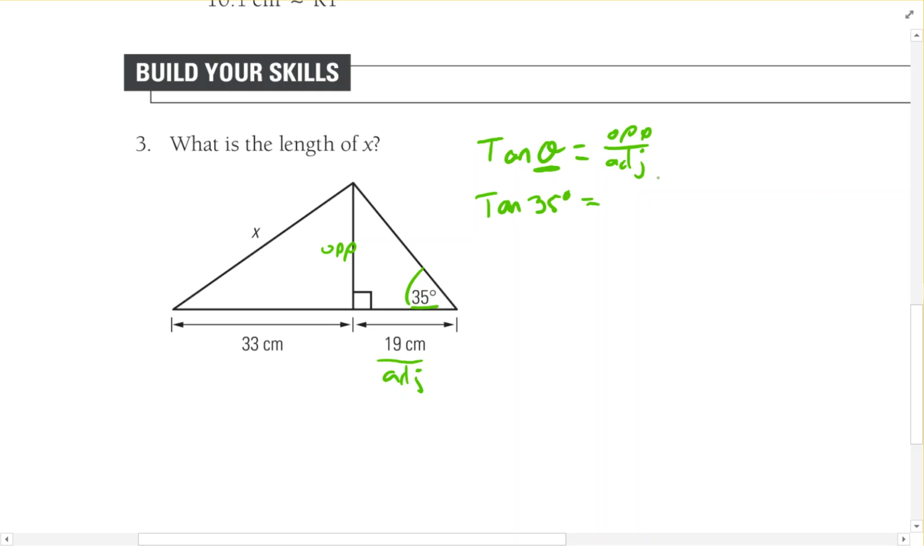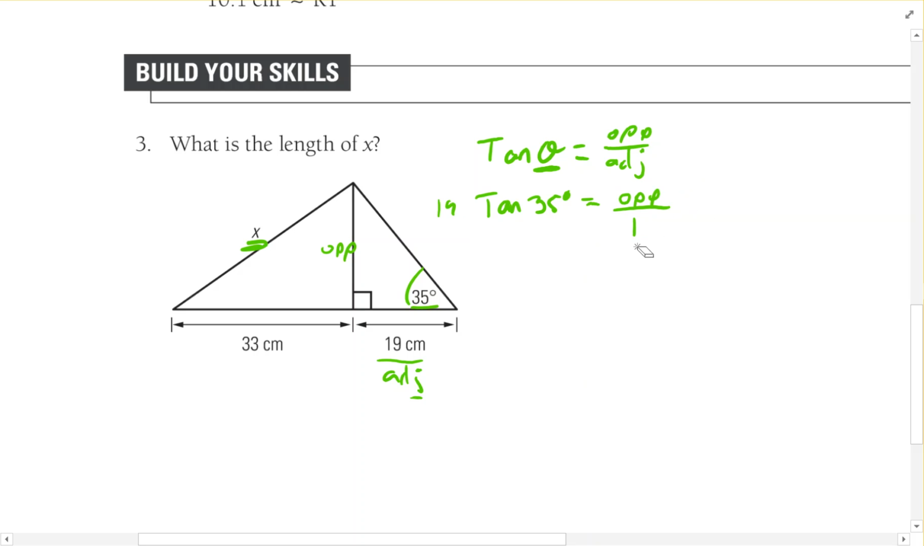The opposite is what we don't know, so I might replace that with a letter, or just leave it as opposite, it doesn't really matter. I'd say x, but this one's already called x, so leave it as opposite. And then adjacent, we know what that is, that's 19, this side of the triangle. So all you have to do then is get opposite on its own, and the way we'd do that is multiply both sides by 19. The 19 on this side and this side cancel, so 19 times tan 35 would be equal to the opposite.